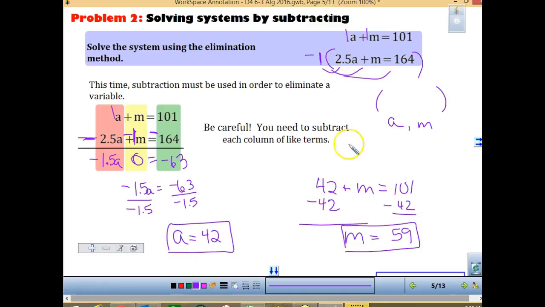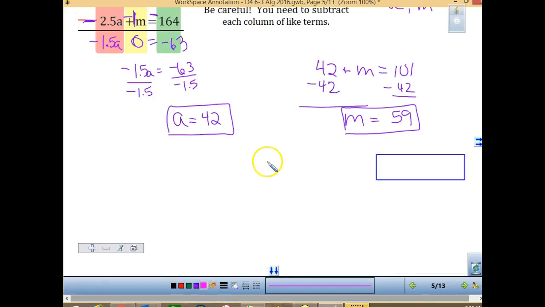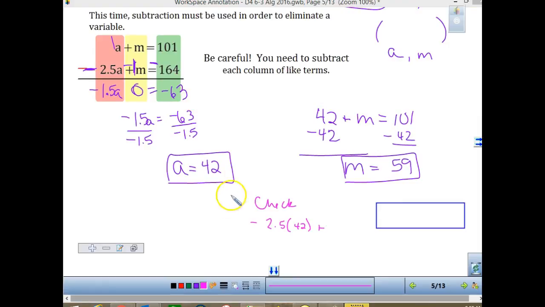And could you do a really quick check? On your calculator, we want to just check it to see if we did it right. How are we going to check? We're going to go to the second equation. So in your calculator right now, type in 2.5 times 42. Oh wait, it wasn't negative 2.5 in the original, it was a positive 2.5. Got your calculator, Gavin? Here's one up in front. Grab one. Plus 59, and the question is, is it equal to 164?